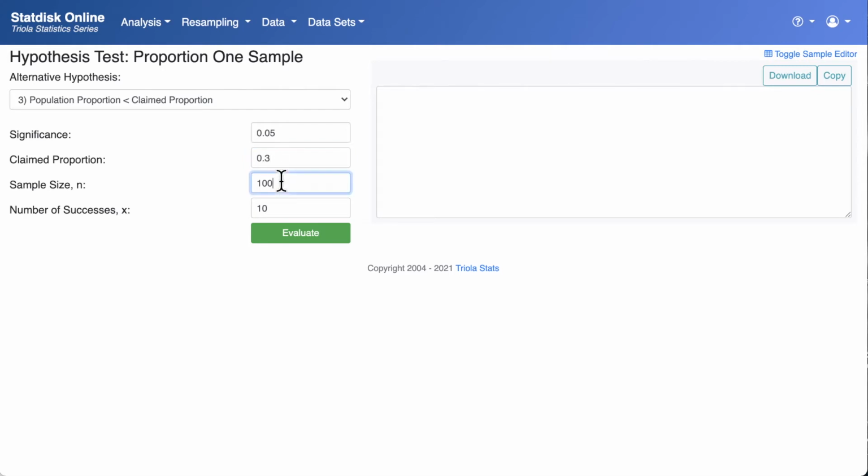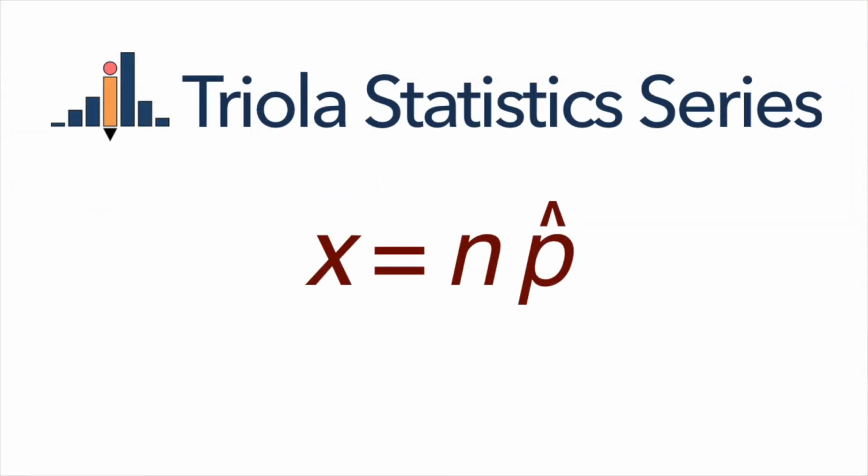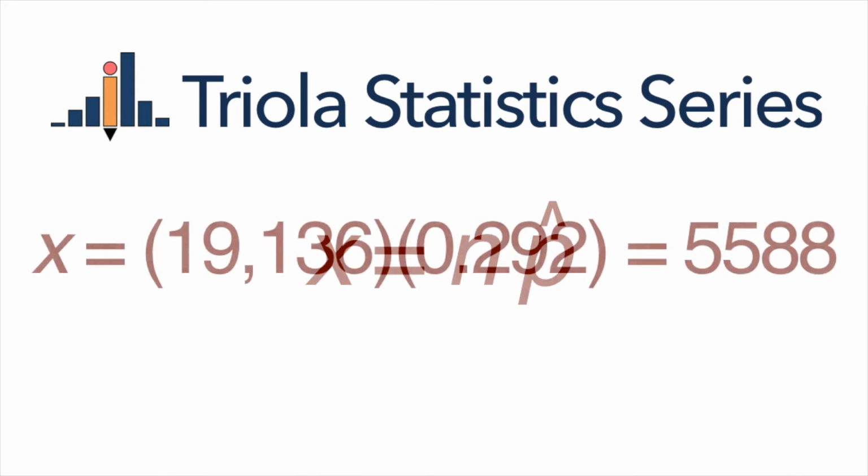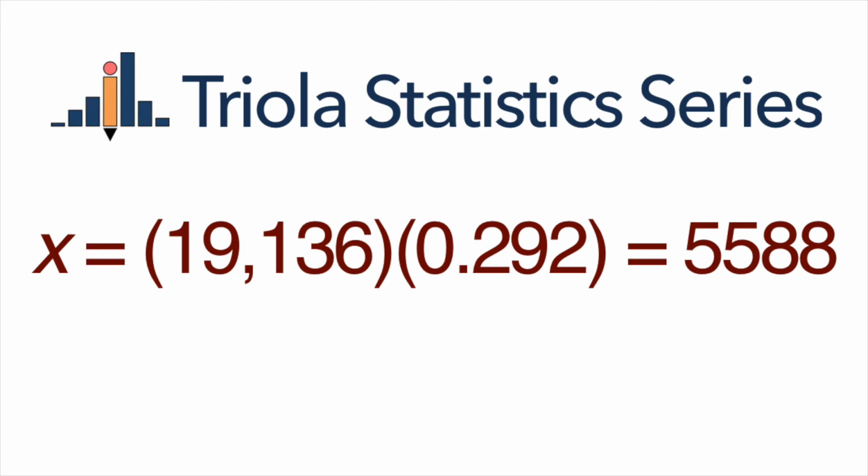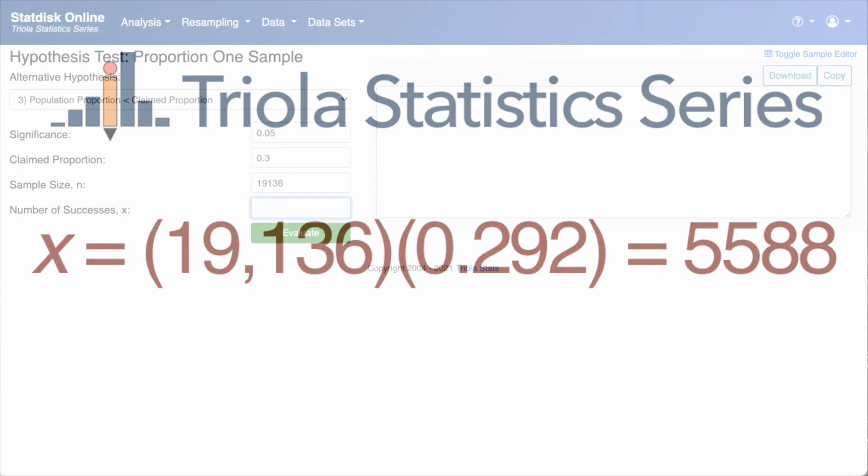For sample size, we enter 19,136. For x, enter the number of successes. If you don't know the value of x, but you know the value of the sample size and the sample proportion, calculate the value of x by multiplying the sample size by the sample proportion, then round the result to the nearest whole number. In this example, x equals 19,136 times 0.292, or 5,588 rounded.